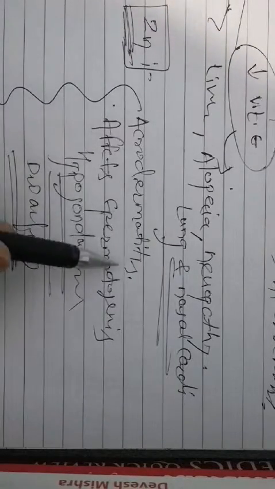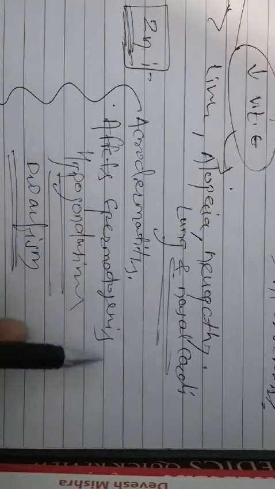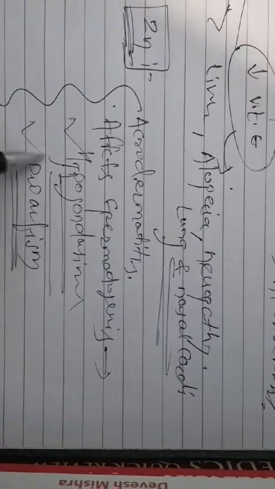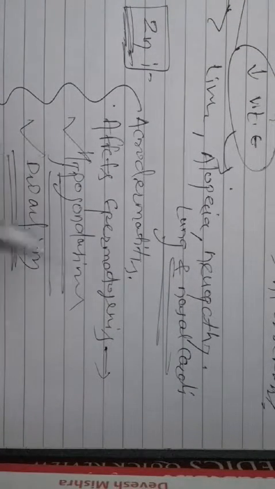Therefore, what are the effects of zinc? Zinc deficiency leads to dwarfism, hypogonadism, acrodermatitis, and decreased production of sperm. Excess is also not good. Okay, so friends, excess of zinc causes anemia.